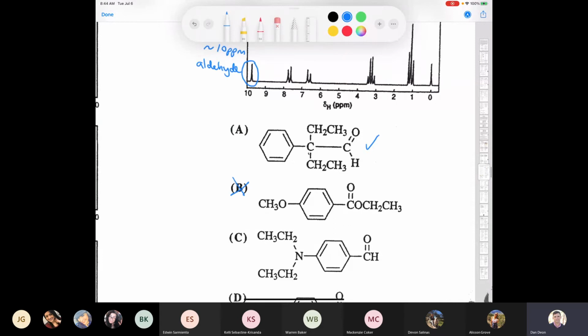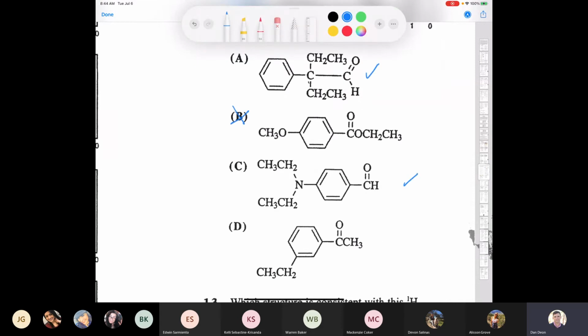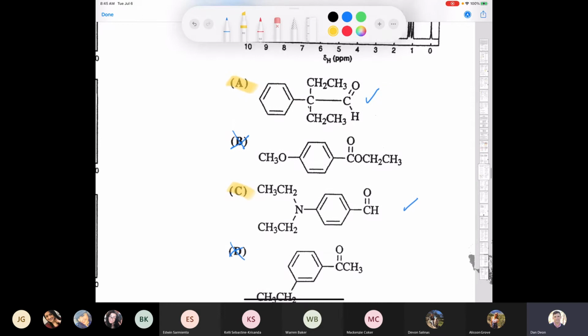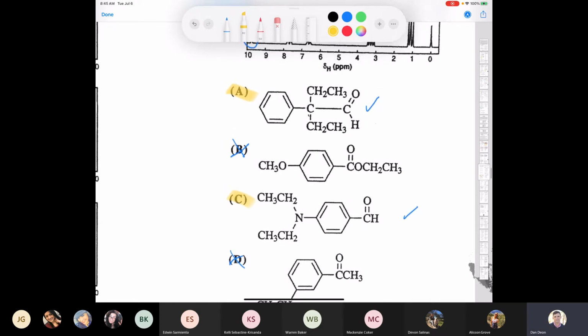We can cross B off the list. C is an aldehyde, and D is not an aldehyde. So now, hey, that's pretty good. We narrowed it down to A or C. It's one of those two. Let's figure out what the difference is here.